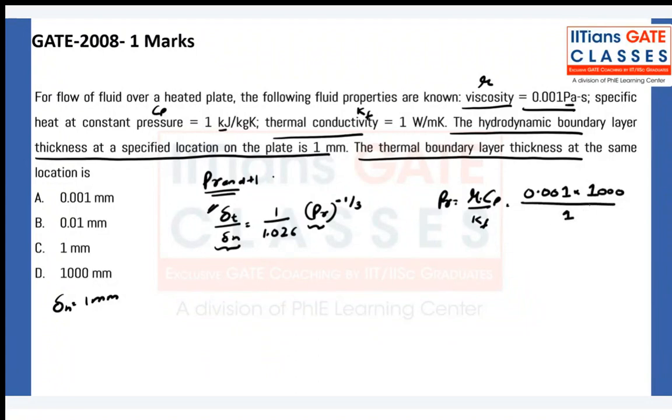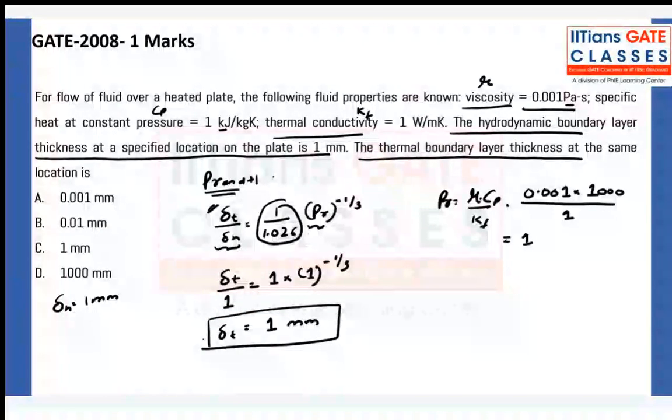So I can approximate the 1.026 as 1 as well. 1 into Prandtl number, which is 1, to the power minus 1 by 3. So everything will turn out to be 1 millimeter. Yes, 1 millimeter is the right answer. Delta H is equal to delta T. That is right. Okay, chalo. So 1 millimeter is the right answer. Let's move on.